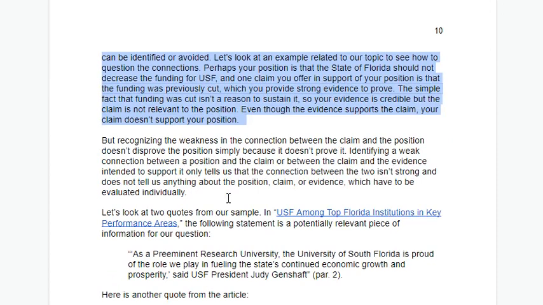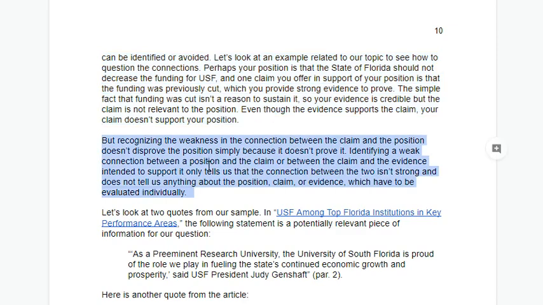offer in support of your position is that the funding was previously cut, which you provide strong evidence to prove. The simple fact that funding was cut isn't a reason to sustain it, so your evidence is credible, but the claim is not relevant to the position. Even though the evidence supports the claim, your claim doesn't support your position.